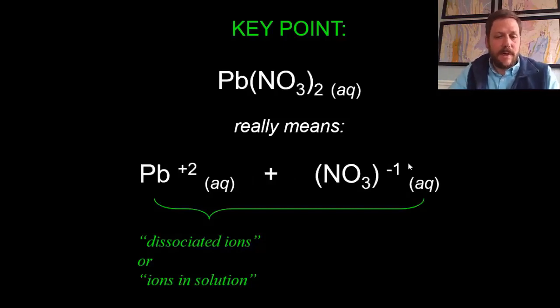Similarly, if we're talking about aqueous lead(II) nitrate, which is what that formula and subscript indicate, that really means that the lead(II) ions and the nitrate ions have dissociated. And hopefully it's clear that we will actually get 2 nitrate ions for every 1 formula unit of lead(II) nitrate that we dissolve. So when we say lead(II) nitrate is in aqueous solution, what we really mean is that lead ions and nitrate ions are separate in aqueous solution.